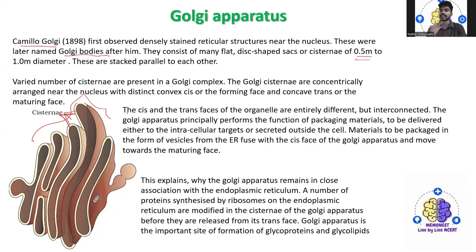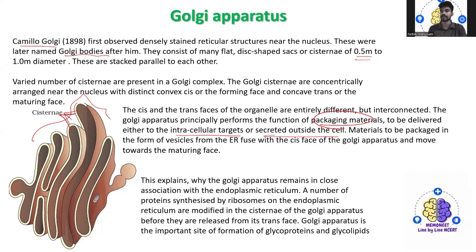Then the cis and trans phases, like the inner and outer faces of this organelle, are entirely different, but they're interconnected. Their functions are different, but they're always interconnected. So what functions does the Golgi apparatus principally perform? The major function is packing materials to be delivered either to intracellular targets or secreted outside the cell. So it acts as a vector or a delivering agent.